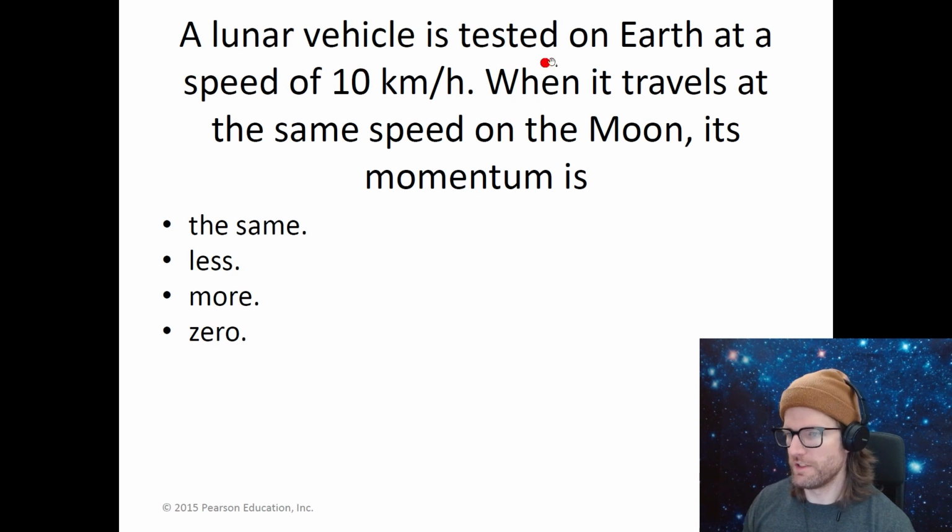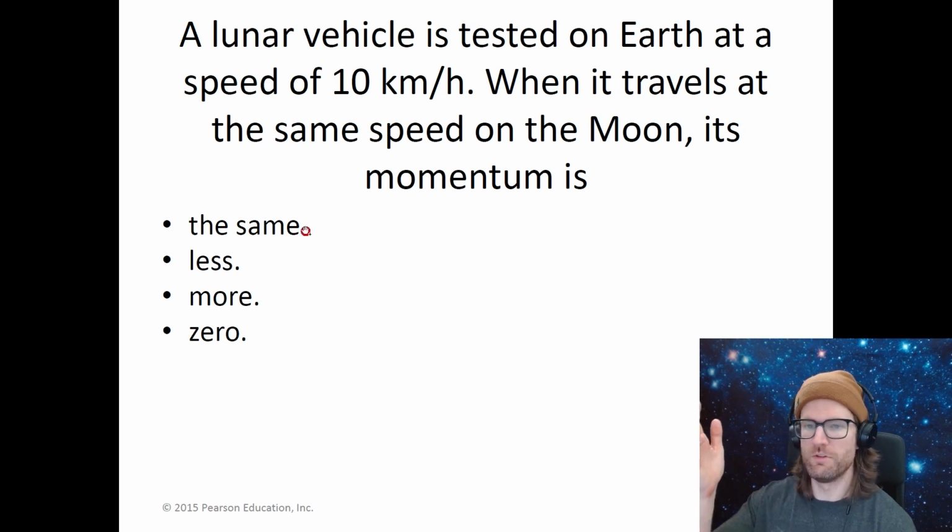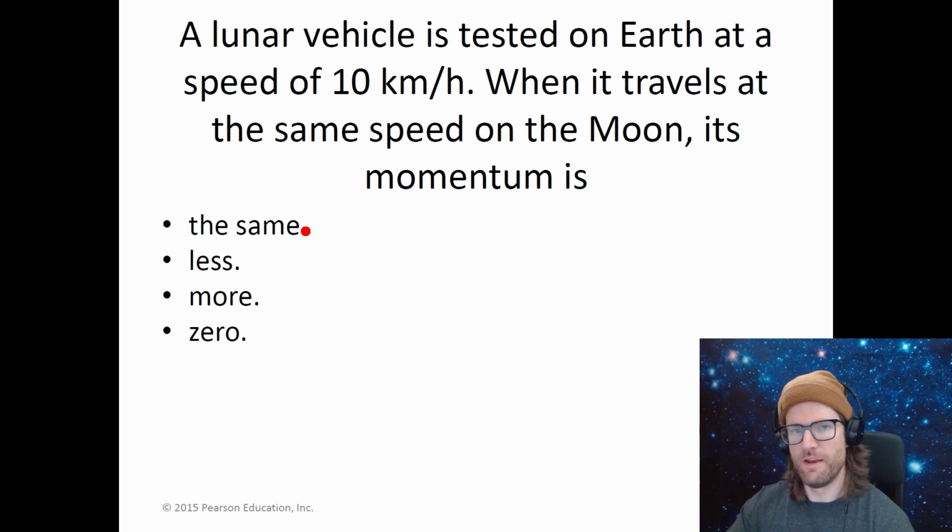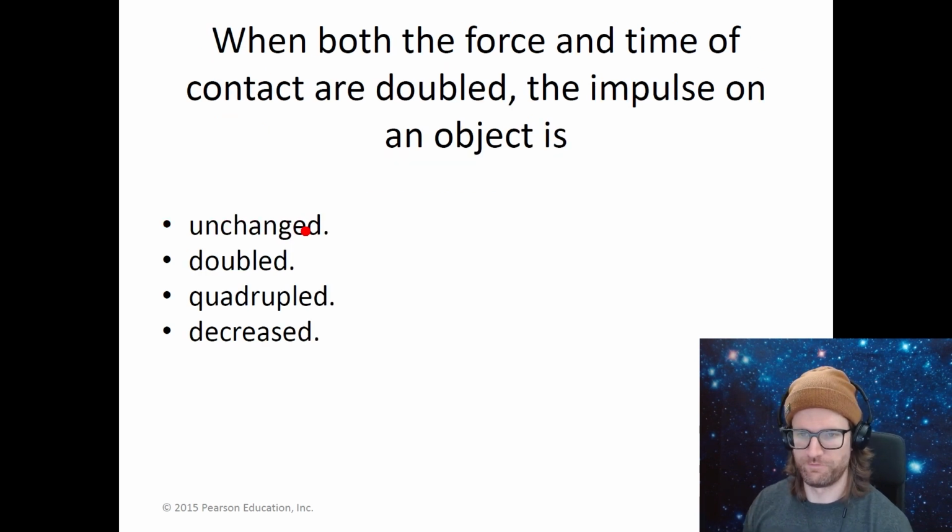A lunar vehicle is tested on Earth at a speed of 10 kilometers an hour. When it travels at the same speed on the moon, its momentum is, well, nothing changes the momentum. It's mv no matter where you are, in space, on the moon, on Mars, on Earth. So it's going to be the same because it's m times v. And the lunar vehicle's mass doesn't change whether it's on the moon or on Earth. And if it's moving at 10 kilometers per hour in both places, it's the same momentum. The same.